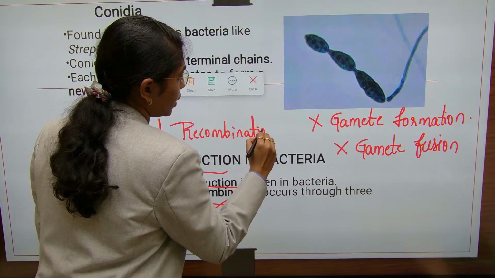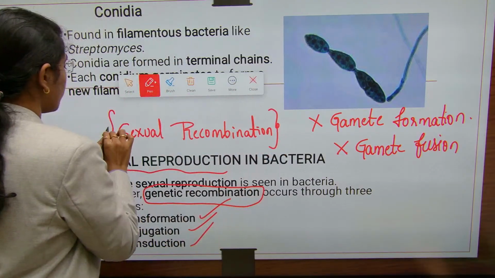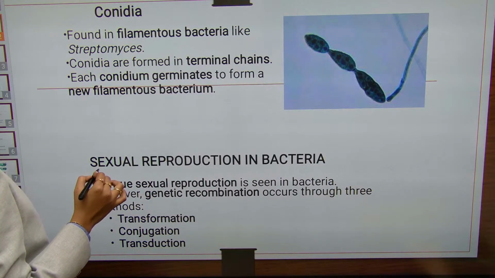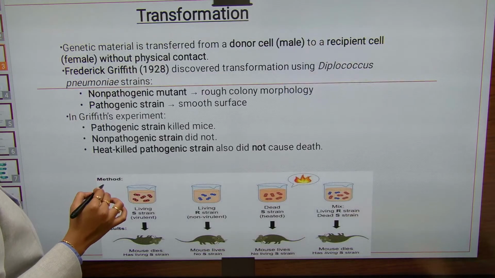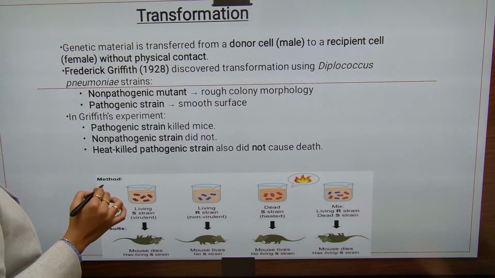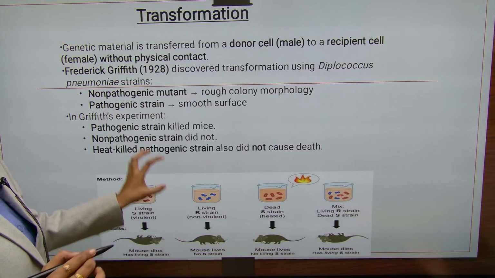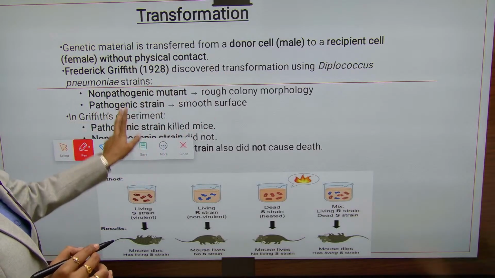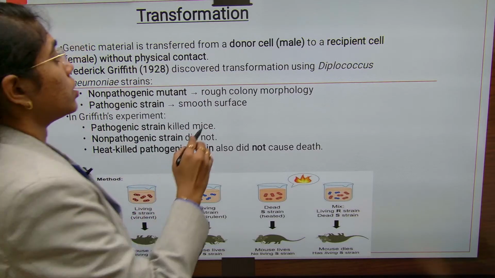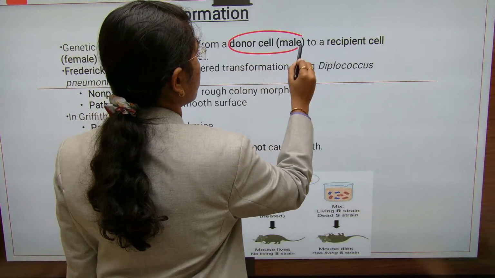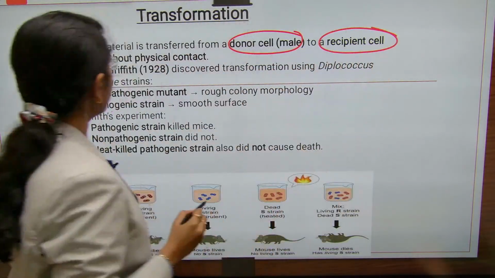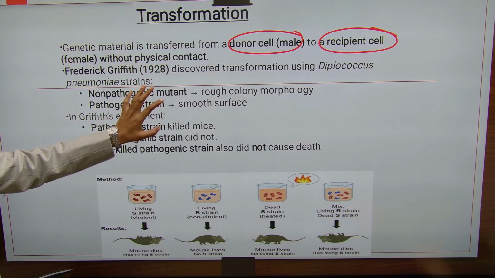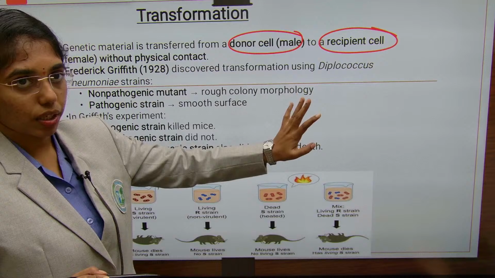Clear till here? Any doubt anywhere? Then we'll move on to the first type of sexual recombination, that is transformation. Here, genetic material is transferred from donor cell to recipient cell. There is no physical contact between the donor cell and the recipient cell.